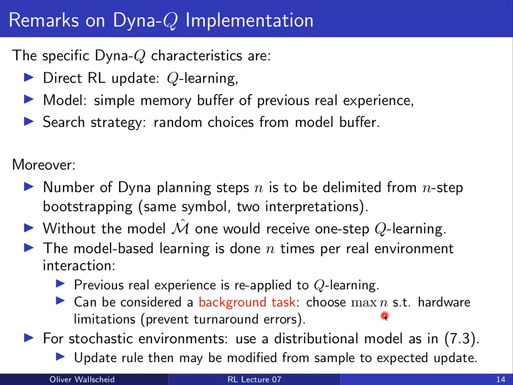And of course, the previous model, especially with the simple memory buffer, was assuming inherently that we work on deterministic environments. However, if we want to extend that Dyna-Q framework also to stochastic environments, we can use a very simple distributional model, as we have seen in equation 7.3 in one of the previous slides. And then the update rule, of course, as we are operating in stochastic environments, may be modified also to expected updates to reduce variance problems.